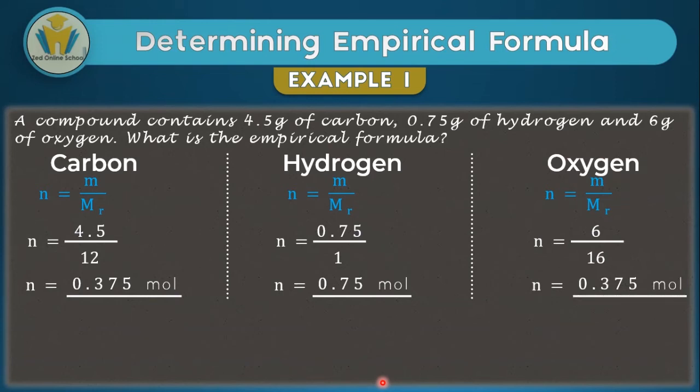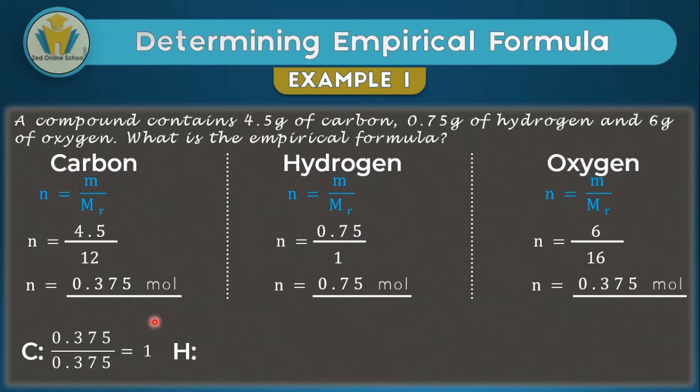Our next step now is dividing by the smallest mole. Our smallest mole, if we look here, is 0.375. These two numbers are the same. So yes, 0.375 is our smallest mole. Therefore, to find the number of atoms of carbon, we're just going to say C like that, then get the 0.375 divided by 0.375. You can see that's not difficult. We do the same for hydrogen.